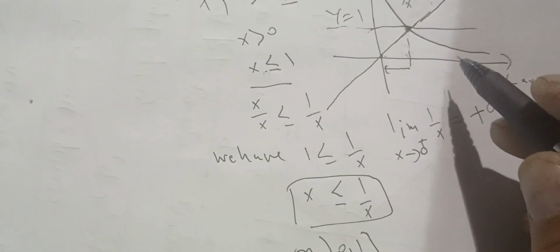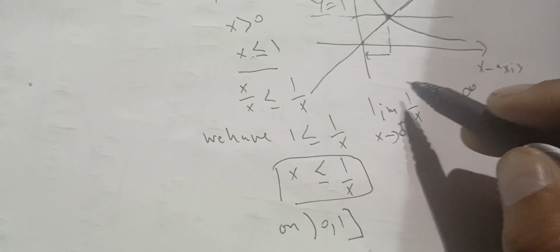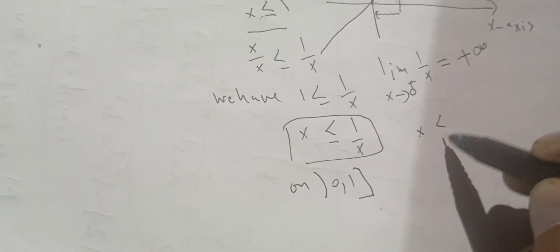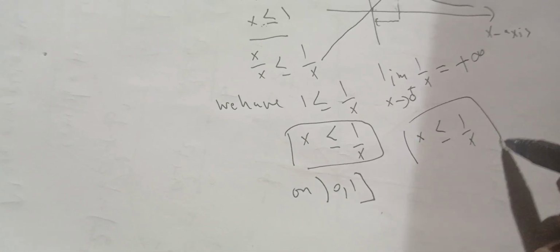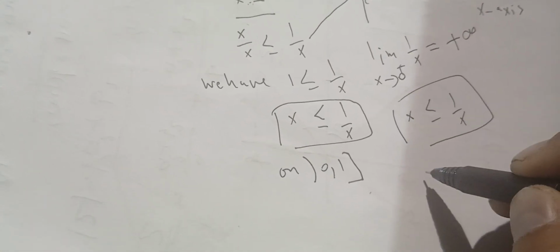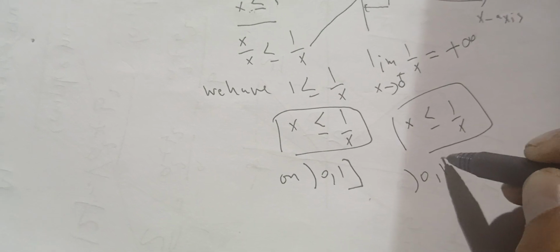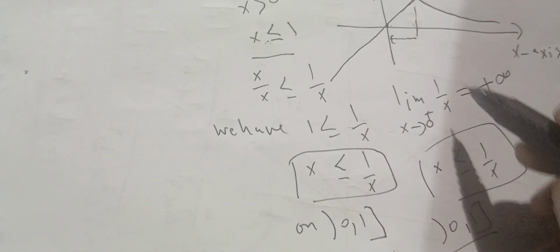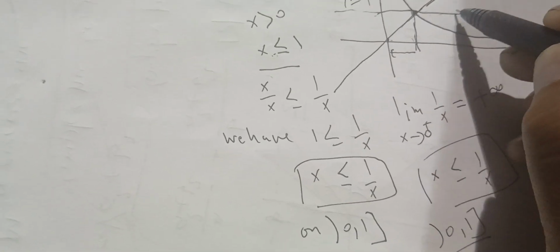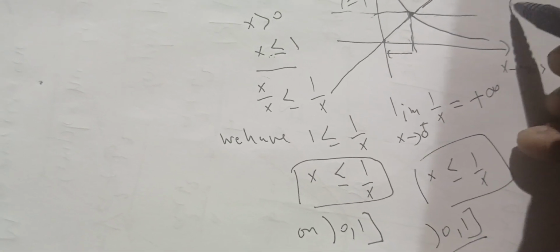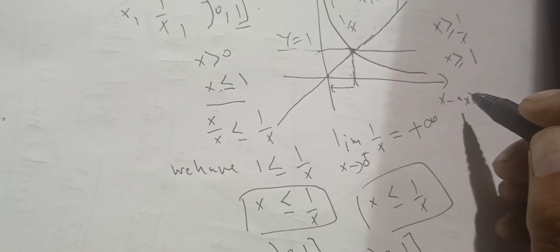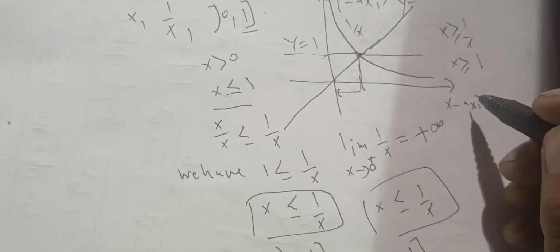So this shows graphically and using algebra that x is less than 1 over x when we are in the interval (0, 1). If we are outside of this interval, we can see that x is bigger than 1 over x when x is bigger than 1.